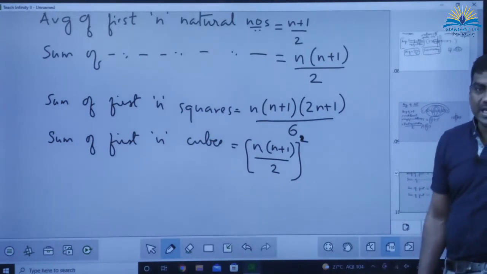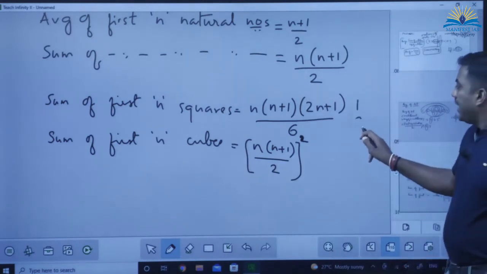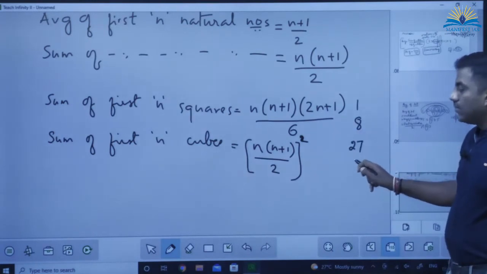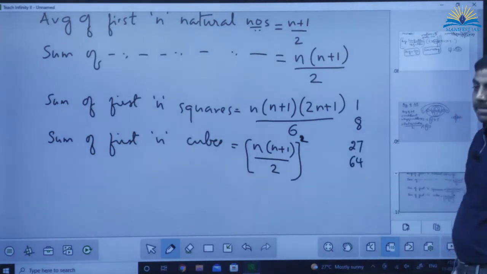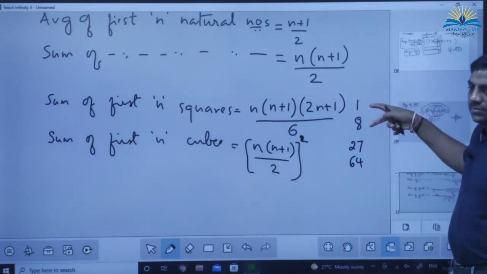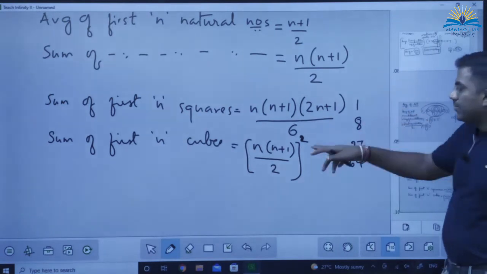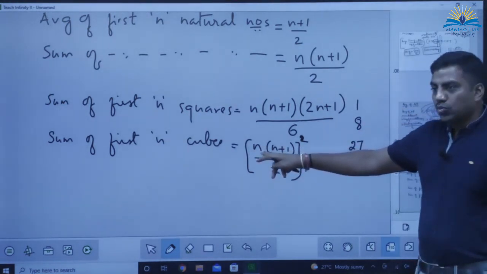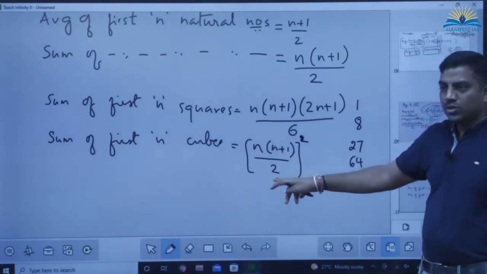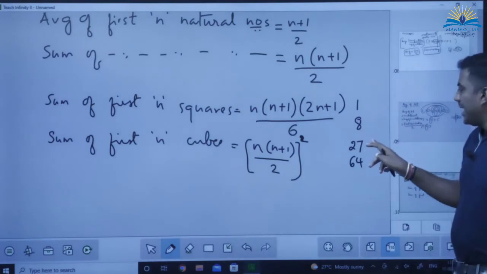If you want to practically see, I can show you. 1, 8, 27, 64, these are the cubes. The sum of the first two cubes is what? 1 plus 8, 9, right? N is 2. 2 into 3 by 2, the 2 gets cancelled, 3 square, 9. What about this? 1, 8 and 27.